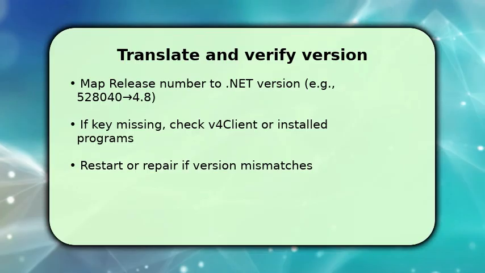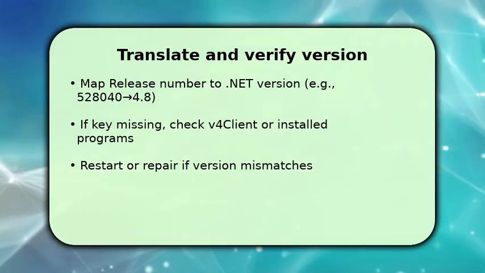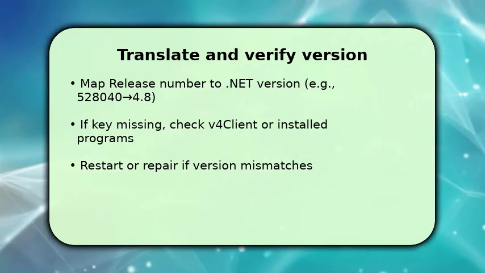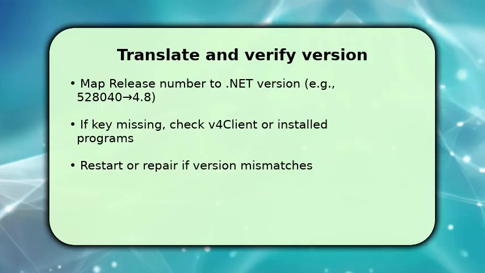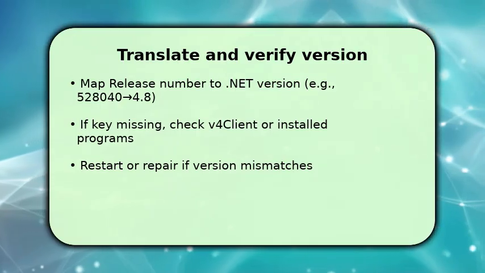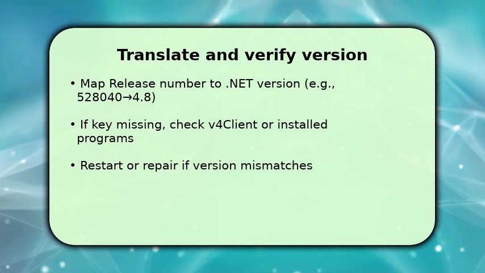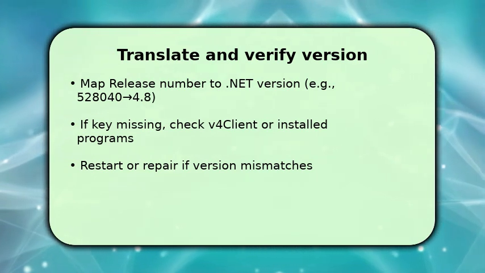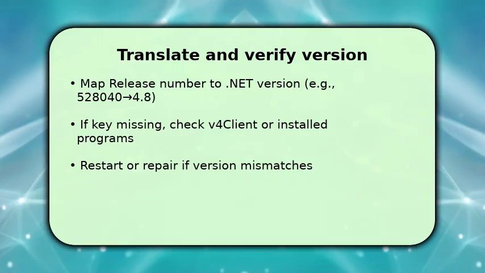If the v4 Full key or Release value is missing, check v4 Client or look in Programs and Features for installed Microsoft .NET entries. If an expected version is absent, run Windows Update, repair the framework via Programs and Features, or reinstall the redistributable. If problems persist, reboot and requery the registry.